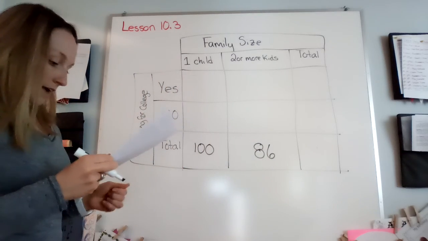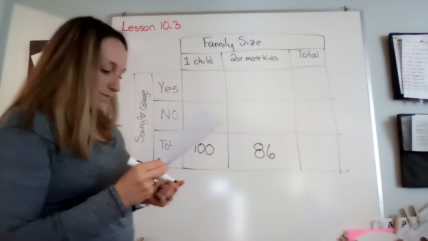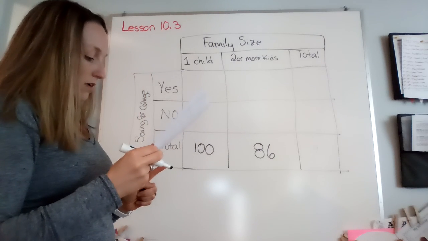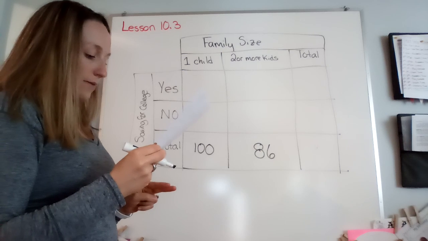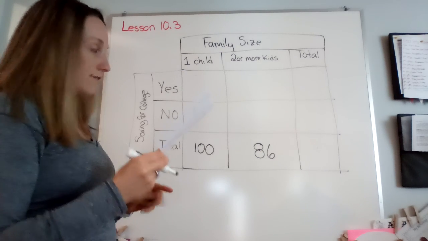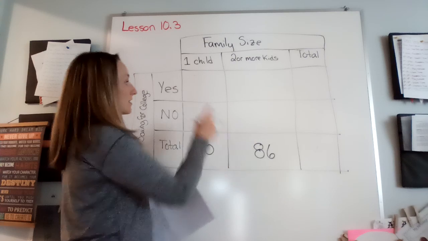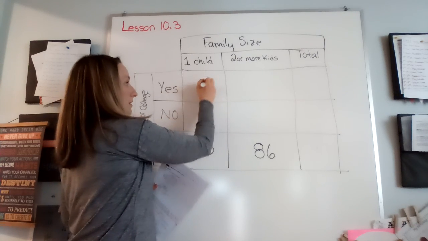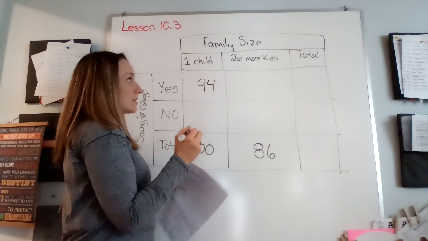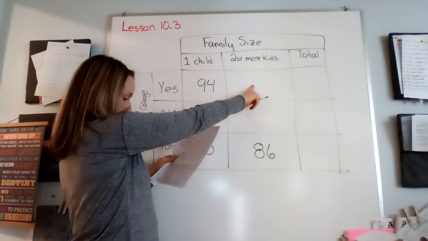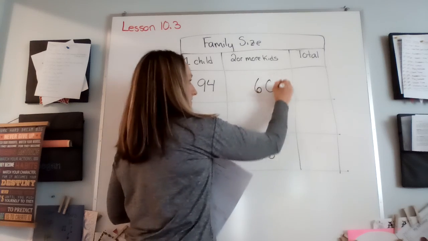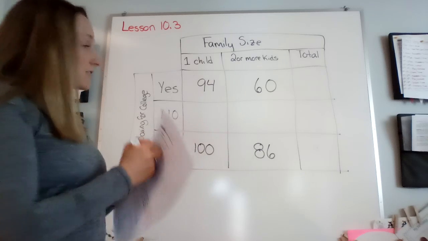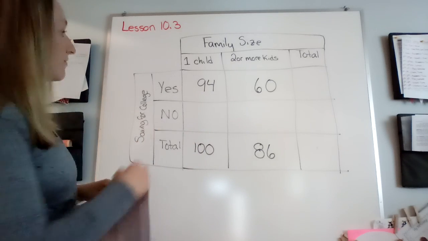Okay. And then it says, of those, 94 of the families with 1 child and 60 of the families with 2 or more children were saving for college. So when asked, are you saving for college, they said yes. Of those with 1 child, that was a total of 94 people that said yes. And of those that answered yes with 2 or more children, it was, what did I say, 60. Okay. And I believe, yep, that is all the given. That's the given. So just like our last two-way table, we'll work backwards and fill in all the blanks.